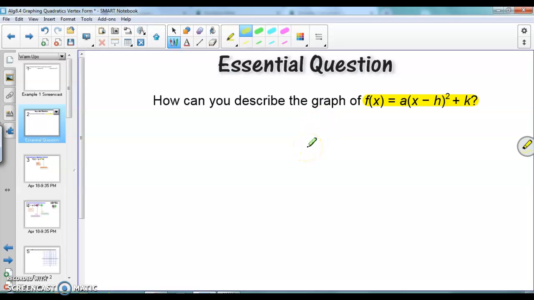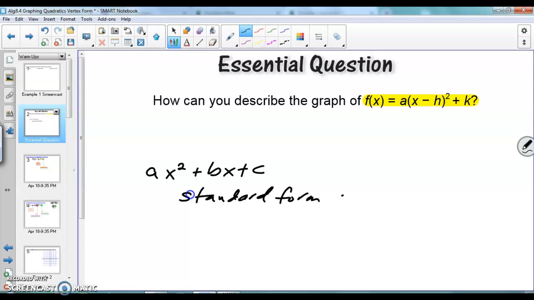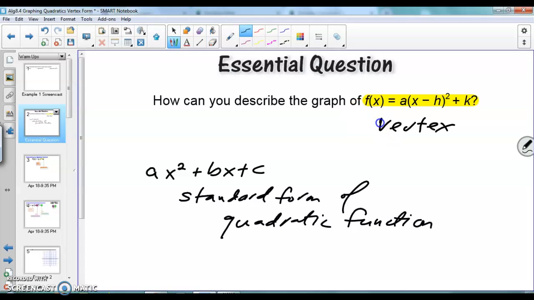In the past 3 lessons, we learned about the standard form. So the standard form that we've been using is ax squared plus bx plus c. So this is called the standard form of quadratic function. The one that we're going to look at in this lesson is called the vertex form. So why is it called the vertex?